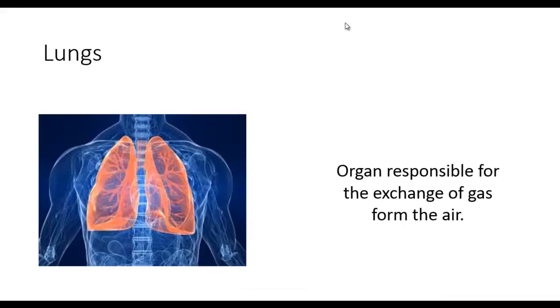So the first organ we're going to talk about is the lungs. And the lungs are responsible for the exchange of gases from the air. Air contains many different components. The lungs extract oxygen and get it to where it needs to be in the circulatory system that we just took a look at, and it gets rid of waste products like CO2.